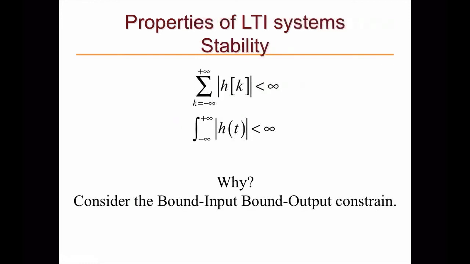If the system is stable, then when you calculate the summation of the absolute value of h[k], you will get a value less than infinity. This is a very nice property of LTI systems. That is, you can easily tell whether the system is stable or not by just considering the impulse response.